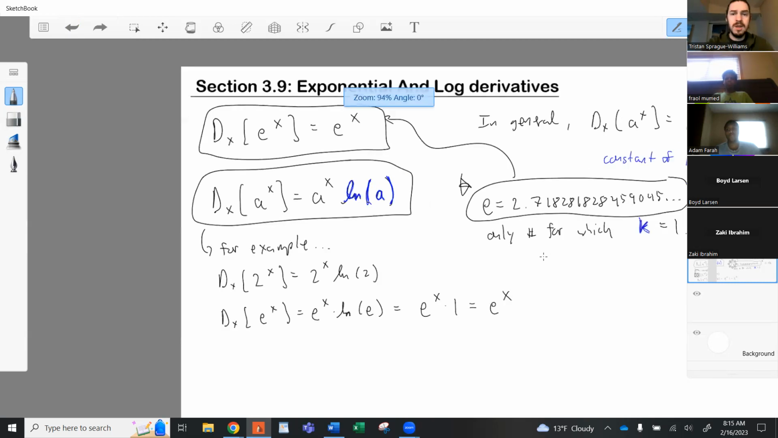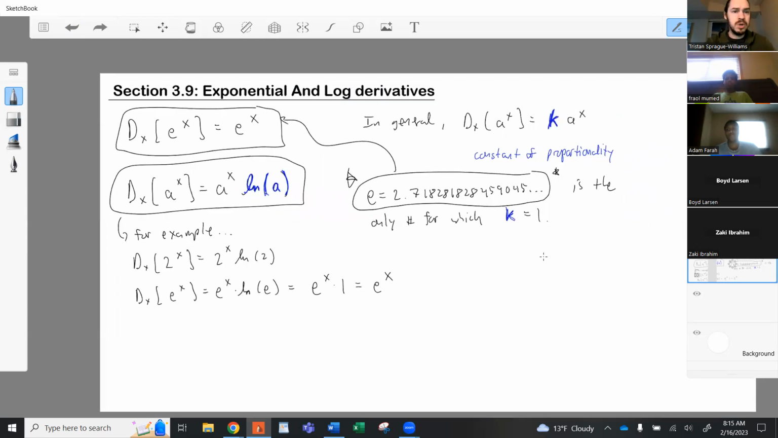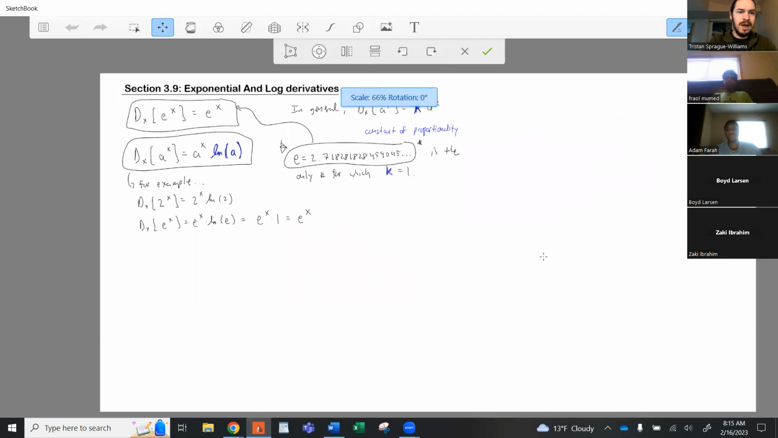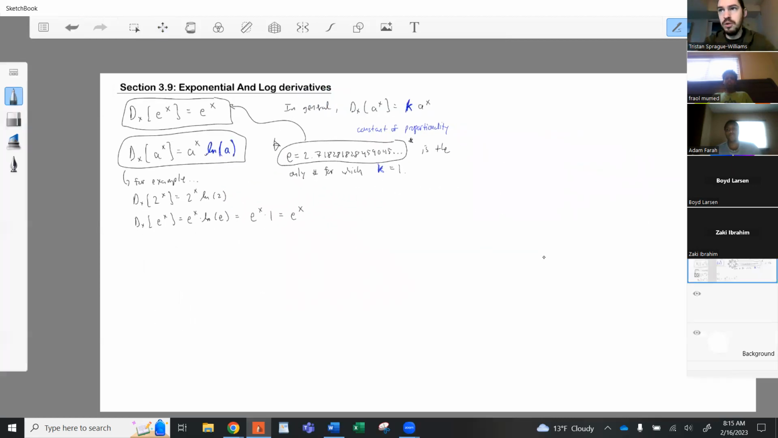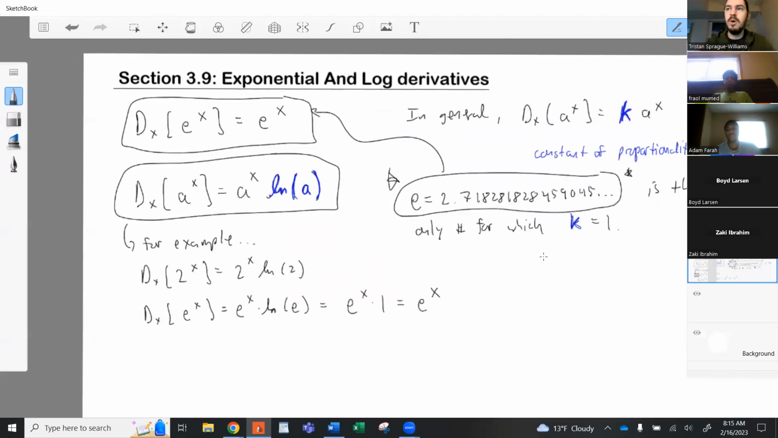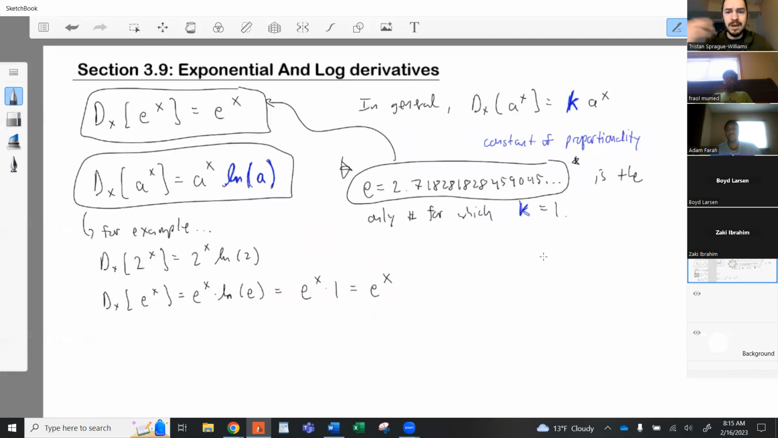So those are the two differentiation rules we've learned so far, and that's just a little more of the story behind these rules and how it all comes from this defining feature of exponential growth, about the proportionality between the rate and the output.